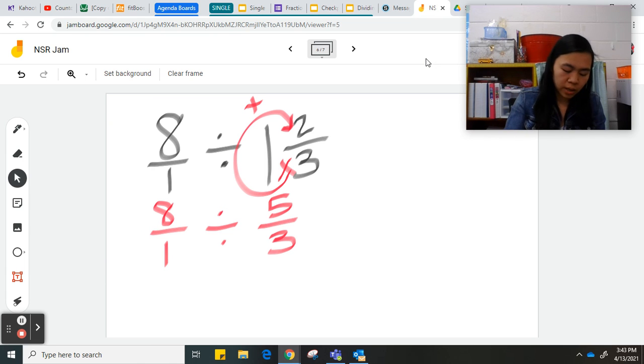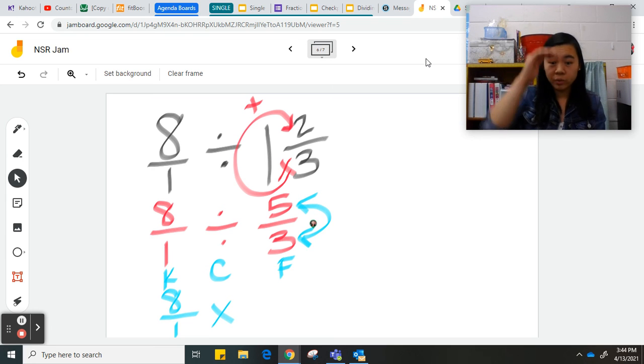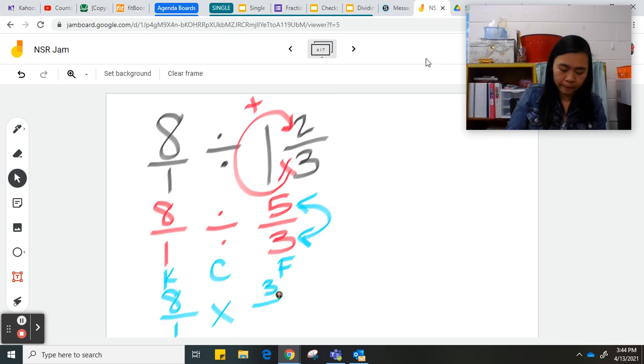Okay, so now let's do our keep, change, flip. So we're going to keep our 8 over 1. We're going to change it to multiplication, and then we're going to flip this. So instead of 5 over 3, it's 3 over 5. Now we can multiply across. 8 times 3 is 24. 1 times 5 is 5.